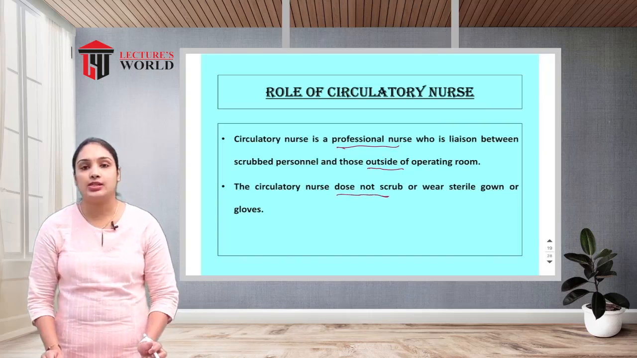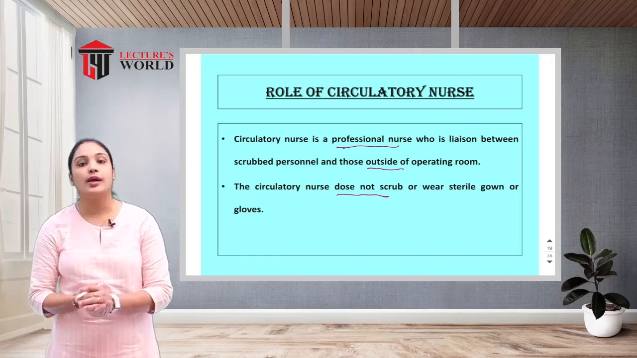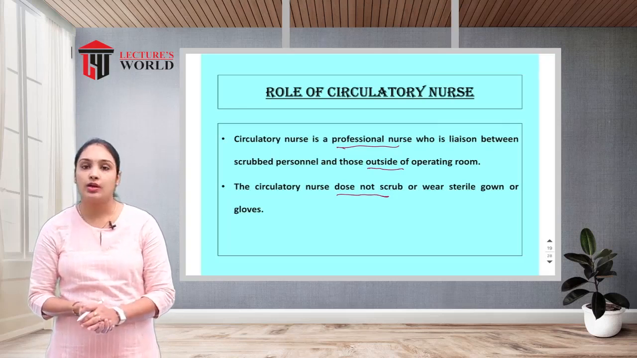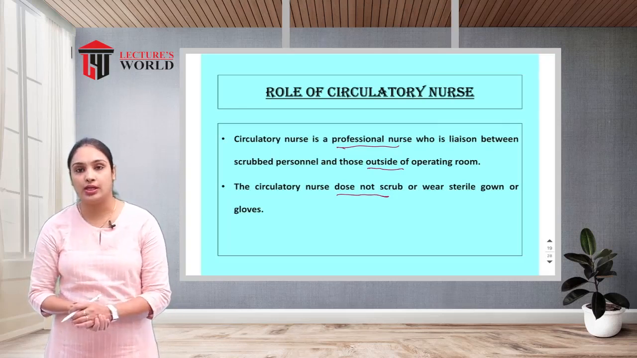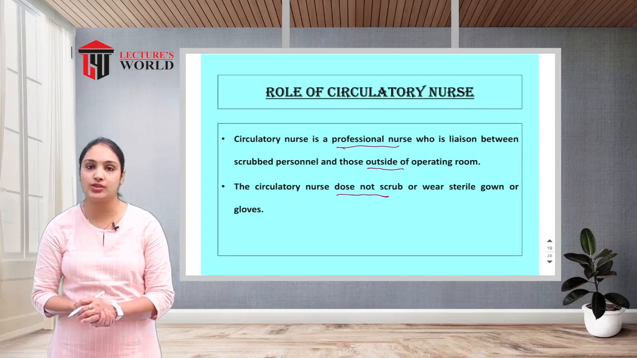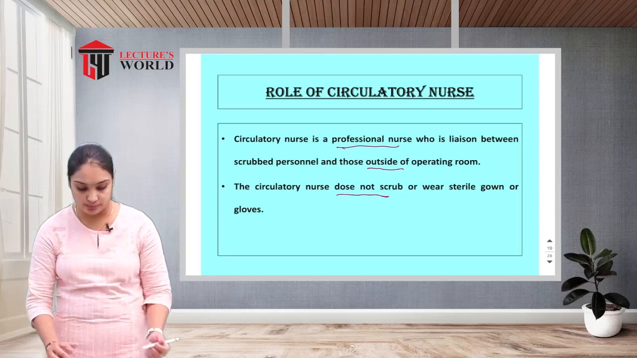The circulatory nurse does not scrub or wear the sterile gown and gloves. Already we have discussed that those personnel involved in the surgical procedures have to be scrubbed and have to wear the sterile gown and gloves. If you are working as a circulatory nurse, you should just wear OT dress, cap, mask and slippers or shoes. So circulatory personnel do not have to wear sterile gloves and gown.